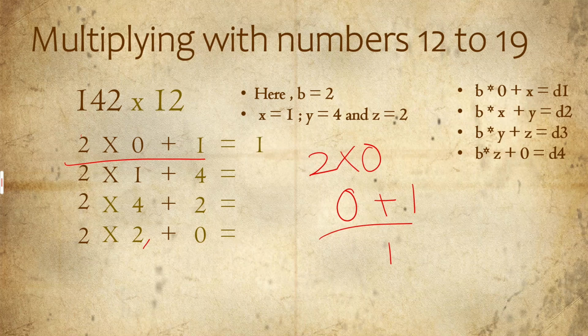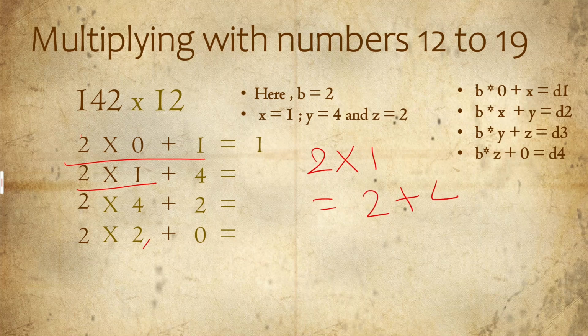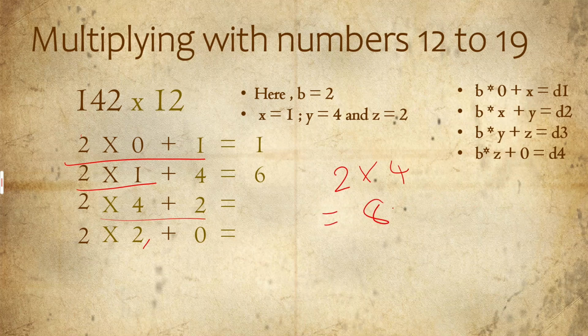A lot of you kind of do it wrong. You just impulsively add 2 plus 1, making it 3, but that's not how it works. 2 into 0 is 0, so be careful of that. The next step is 2 into 1, that is 2, plus 4, that is 6. In the next case, you have 2 into 4. 2 fours are 8, plus 2 is 10.